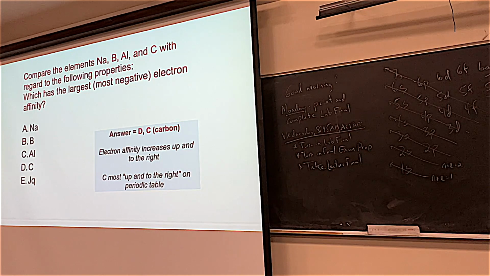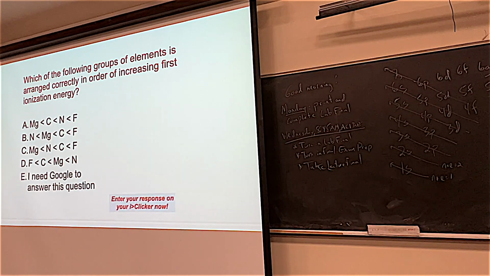Questions? All right. And then this is the other kind of question you might see. It's something with order of, and it's either increasing or decreasing. This is an order of increasing. So you want to go up and to the right and put these elements in order.